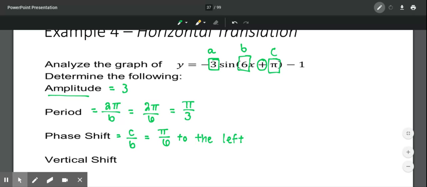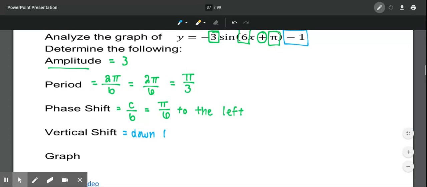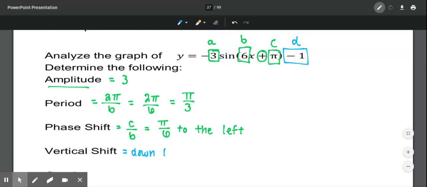And then your vertical shift we haven't talked about yet, but your vertical shift is whatever you're adding or subtracting at the end. So in this case, we have a -1. This is your letter D. And so our vertical shift in this case will be down 1. Right? And it didn't ask us about this negative out front, but remember we have this negative out front, and this negative is going to be a reflection over our x-axis. Right? So we're going to have to reflect over our x-axis.